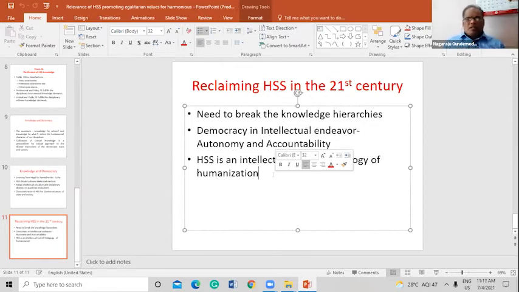So with this, friends, I wish to stop by saying that the humanities and social sciences are the tools or the backbone of democracy. The more we democratize the humanities and social sciences, the more we will see a more democratic state and a more democratic society. So with this, I welcome any comments. Thank you.